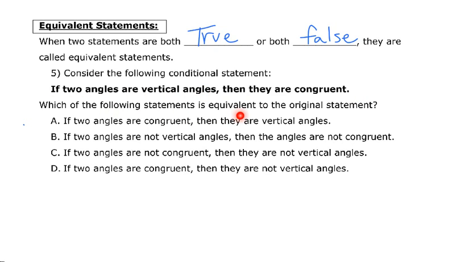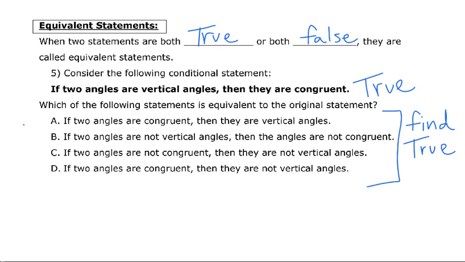So first, we need to identify if this statement to begin with is true or false to know what type of answer we are looking for. The statement that we are given, if two angles are vertical angles then they are congruent, we know that will always be true. So we need to find a true statement. For each one, we have to discuss them as we go.